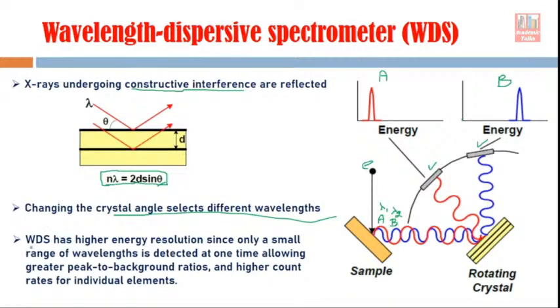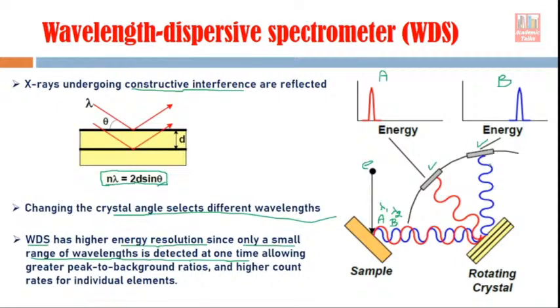Now this WDS, this wavelength dispersive spectrometer, has higher energy resolution. This is the main advantage of the wavelength dispersive spectrometer as compared to the energy dispersive spectrometer. Why? Because only a small range of wavelength is detected at one time. You see here, the detection taking place at this detector, only a single wavelength is detected here. And if we are detecting at different angles, again a single wavelength is detected.